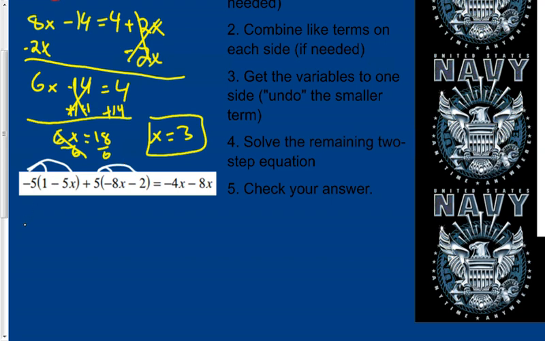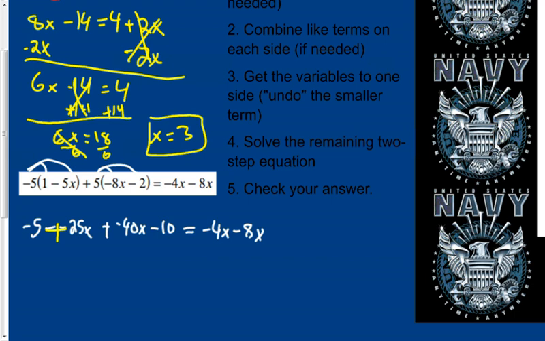I end up with negative 5 times 1 is negative 5, minus negative 5 times 5, which is 25x, plus 5 times negative 8x is negative 40x, plus 5, or minus, and 5 times 2 is 10, equals negative 4x minus 8x. A lot of stuff going on here. I'm going to change one thing, and this is this minus and negative. Minus and negative always becomes a plus. Just remember that.